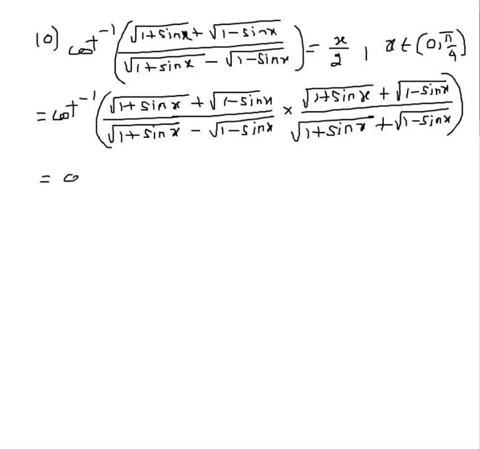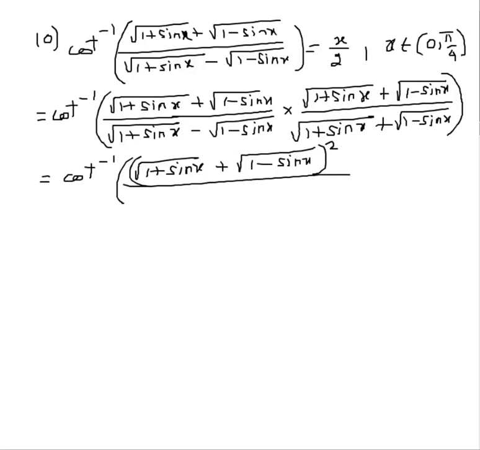Cot inverse of, the numerator has the same terms, a plus b into a plus b will become a plus b the whole square. So root of 1 plus sin x plus root of 1 minus sin x the whole square divided by the denominator of the form a plus b into a minus b, which will become a square minus b square. When you square, the root will be removed.